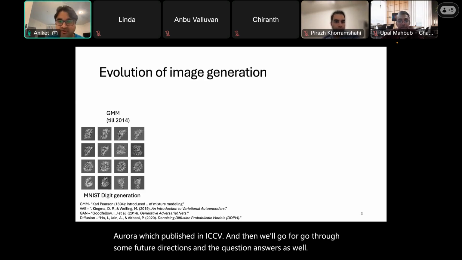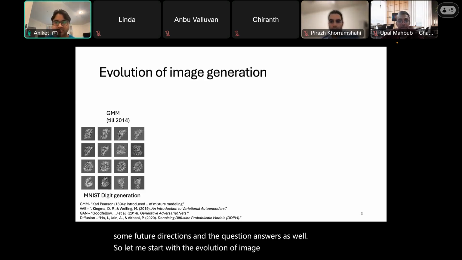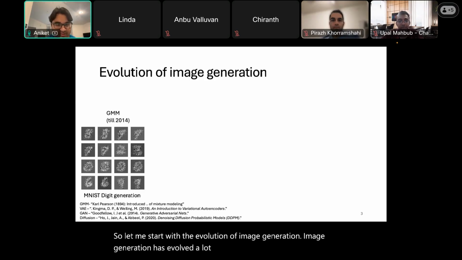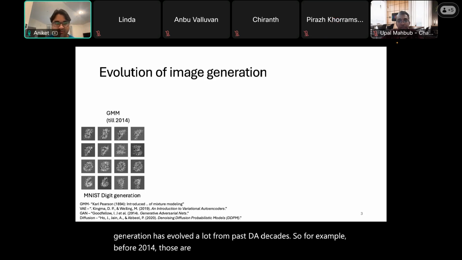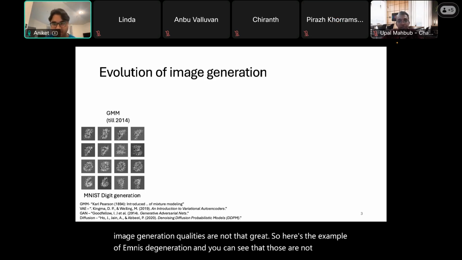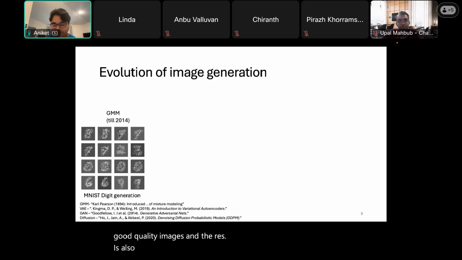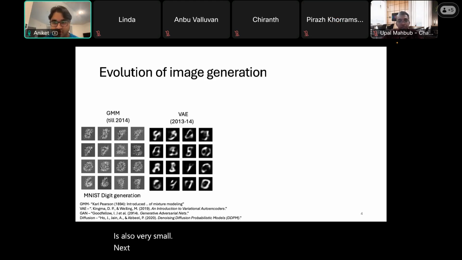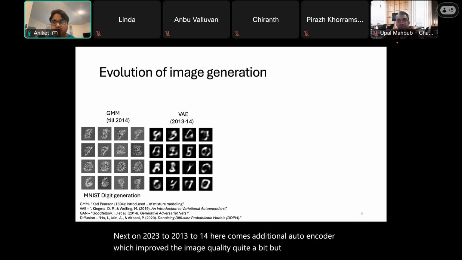Let me start with the evolution of image generation. Image generation has evolved a lot over past decades. Before 2014, those were mostly handcrafted image generation methods like Gaussian Mixture Models. From that, you can see the image generation quality is not that great. Here is an example of MNIST generation, and those are not very good quality images and the resolution is also very small. Next, around 2013 to 14, came the Variational Autoencoder, which improved the image quality quite a bit, but still far from what we are seeing right now.